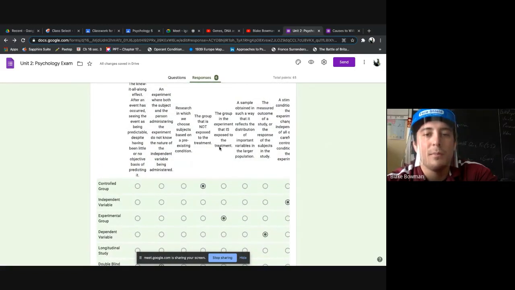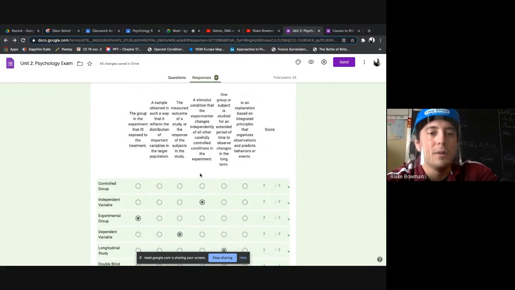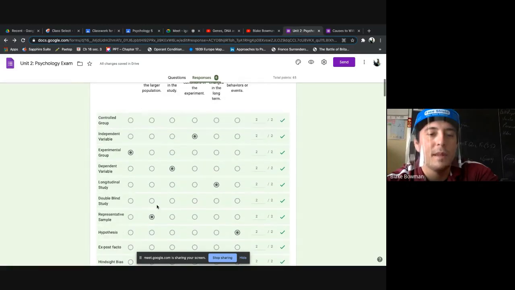The group that is not exposed to the treatment: control group. It's where we base our observations off of that group, right? The group in the experiment that is exposed to the treatment, that is experimental group. A sample obtained in such a way that it reflects the distribution of important variables in the larger population. That's a representative sample. Right?